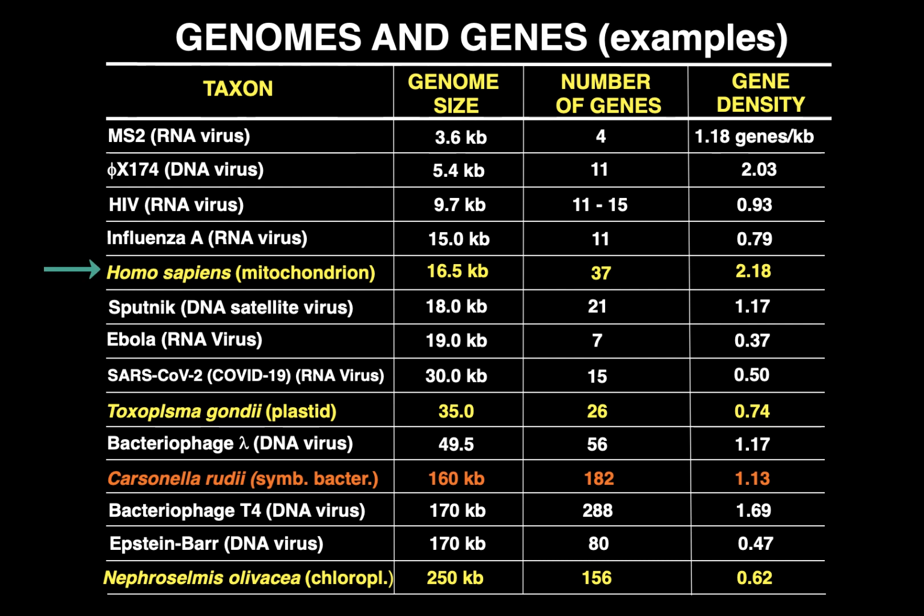And then you see the human mitochondrial genome at 16.5 kilobases, 37 genes, of which most of those are tRNA genes, so they're quite small. So you have a higher gene density, mainly because it consists primarily of small genes and then a few larger genes. So it's 2.18 genes per kilobase.